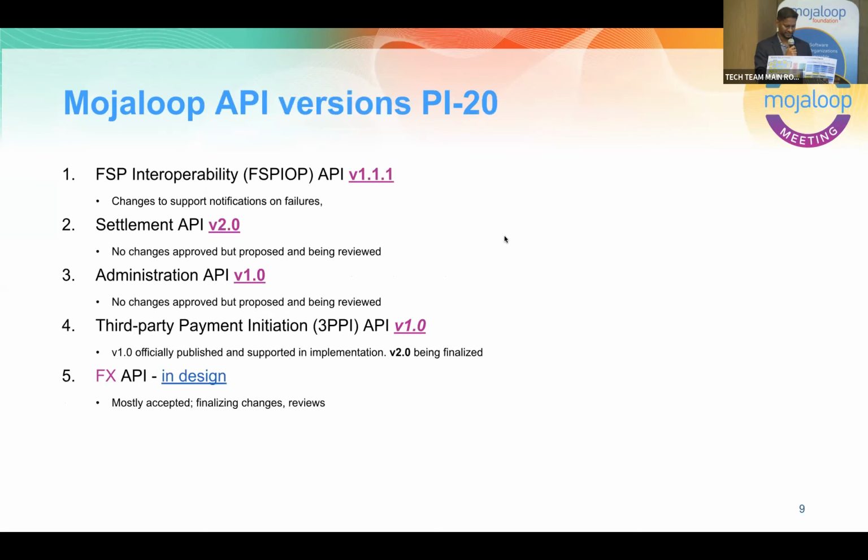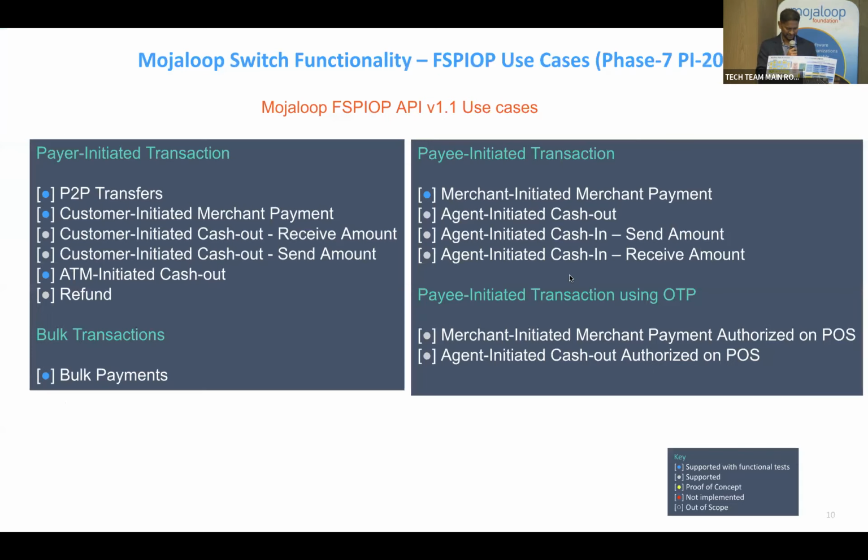These are the current versions of the Mojaloop APIs. The FX API is in design. Hopefully we'll get a standard version there soon. And then several of the use cases. PDP obviously lays the foundation for all the use cases, and then we have listed here, and there is a legend, what is supported now.